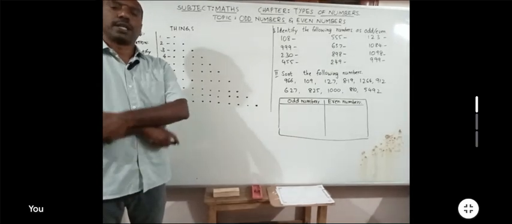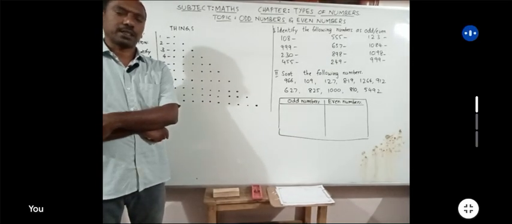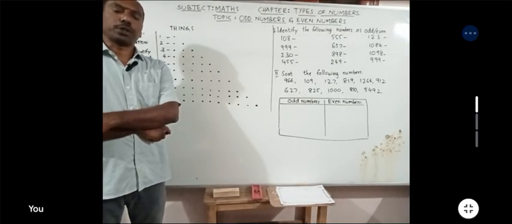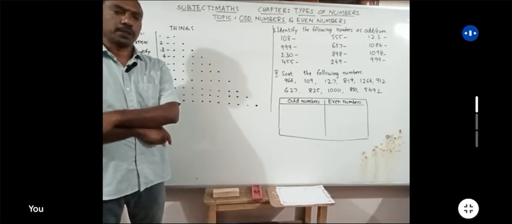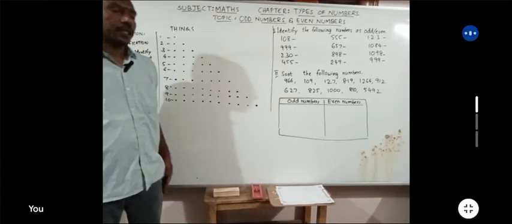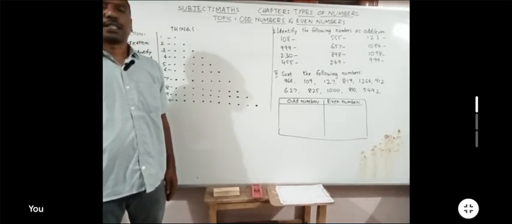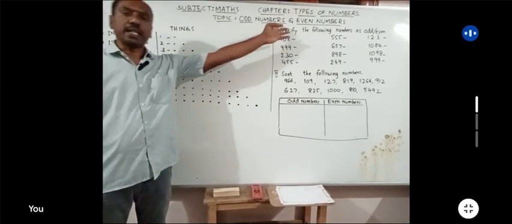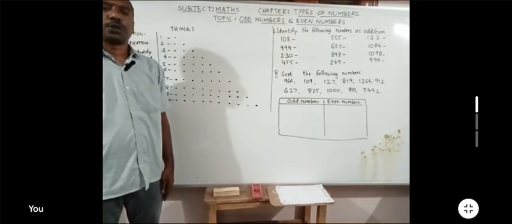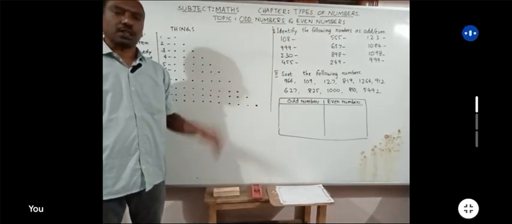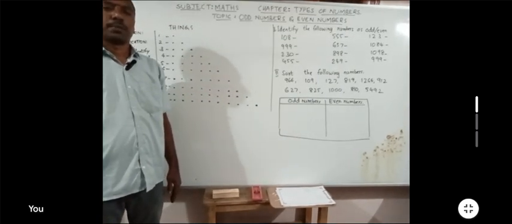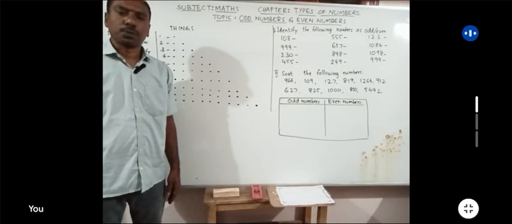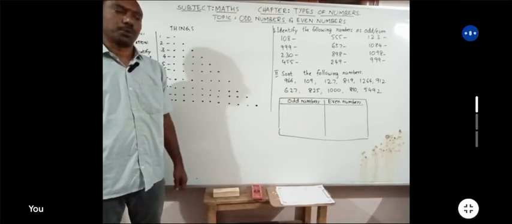Last week we had discussions about the passages. This week we are going to continue the maths lesson. Today's chapter is types of numbers. In types of numbers, we are going to discuss odd numbers and even numbers. You are familiar with this concept, but once again, I am going to introduce this concept to you.